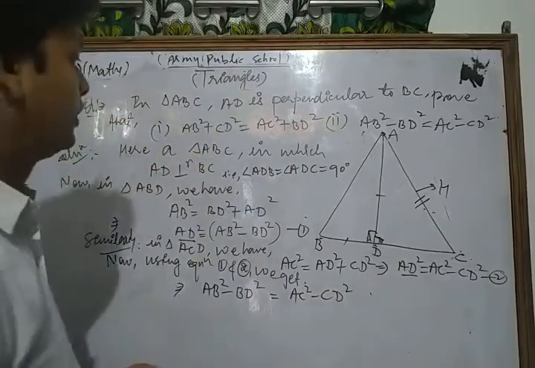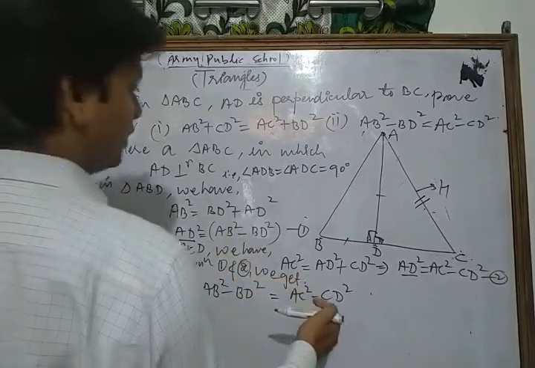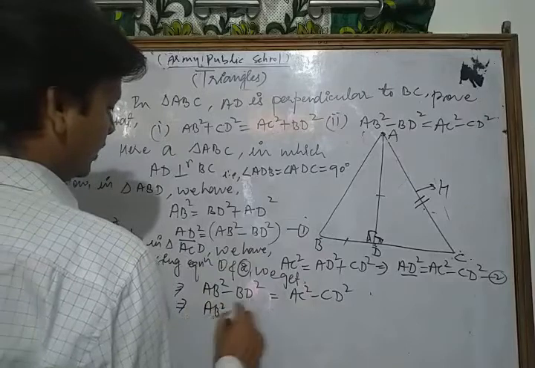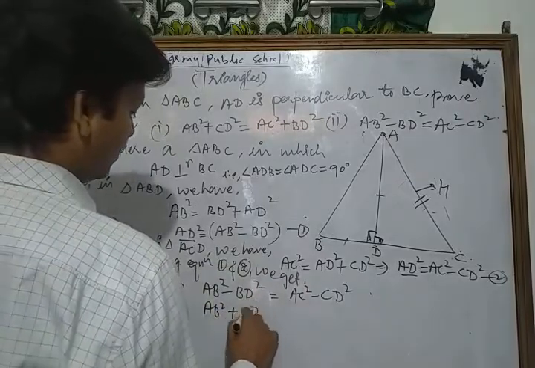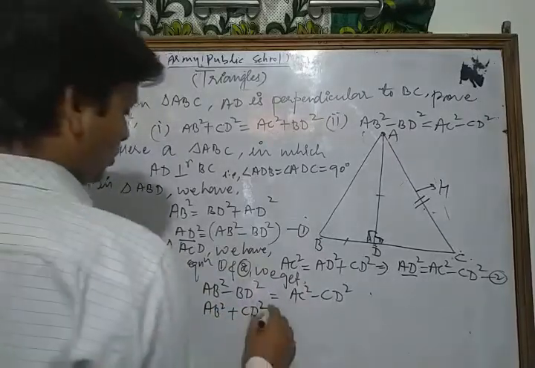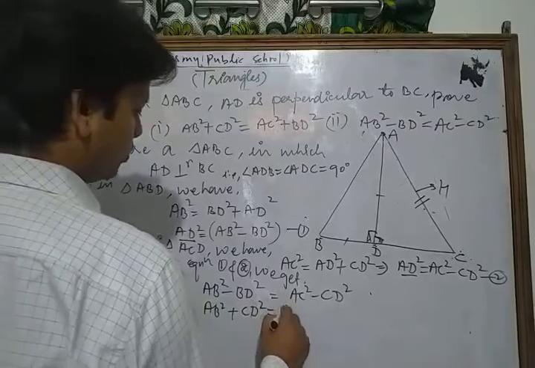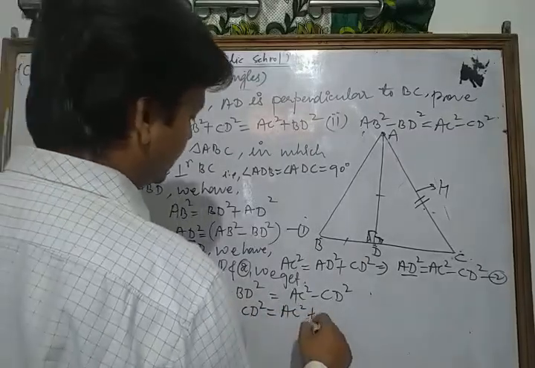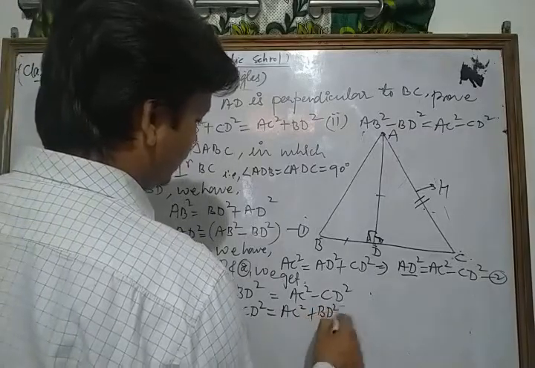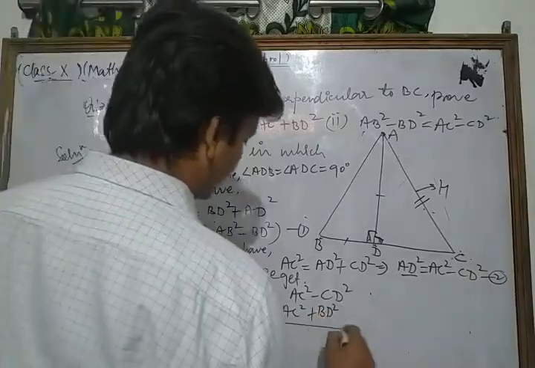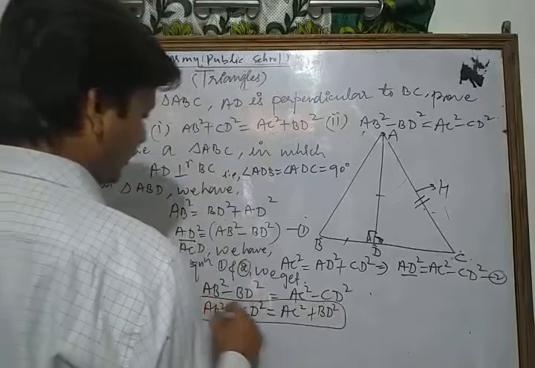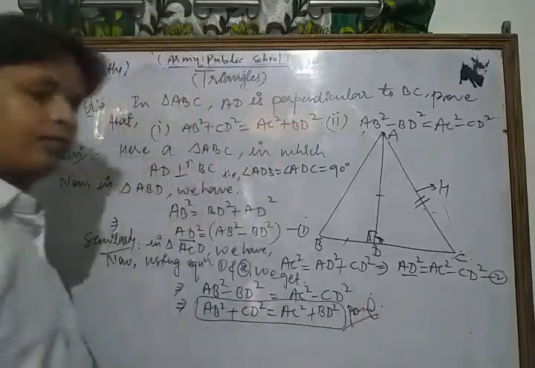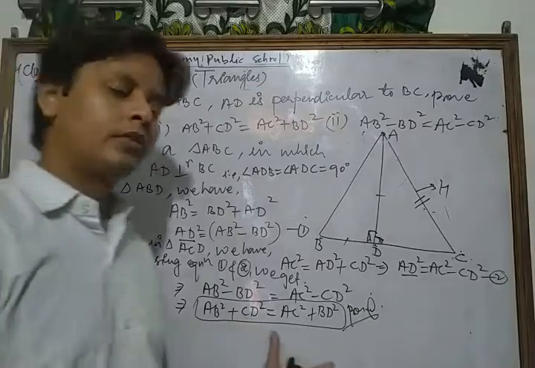Now look, we transfer minus CD square to that side, so we get AB square plus CD square is equal to AC square as it is, and minus BD square transferred to that side becomes plus BD square. So hence proved, this is your first result, hence proved.